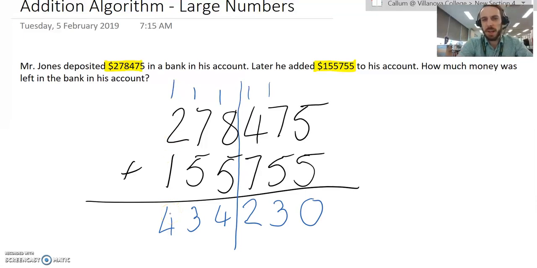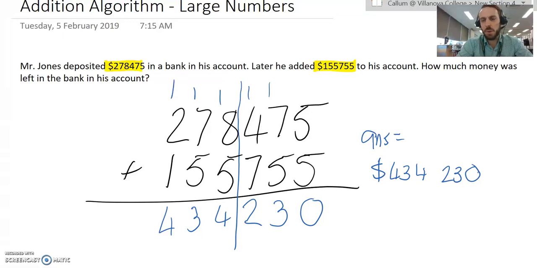I always like, especially if it's a word problem, doing the answer in the algorithm, but then putting an answer separately off to the side. So in this case, our answer is $434,230. Be careful if there's a zero in your answer. Some boys tend to skip that out. And if I miss that zero off, I've got a very, very different number.